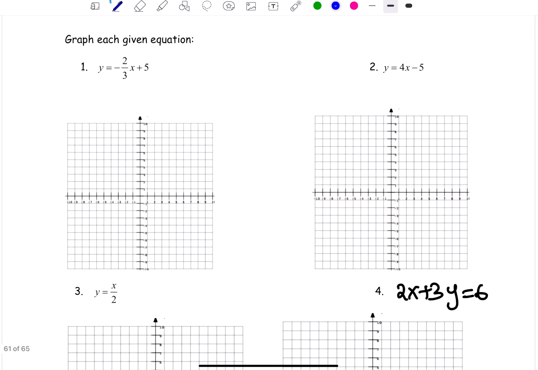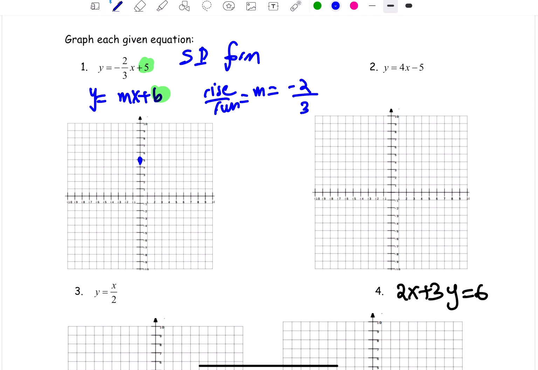The first one, I'm going to be using slope-intercept form to make this graph. So y equals mx plus b. b here is the y-intercept. So I'm going to start by plotting positive 5 on the y-axis, because that's the y-intercept. From here, my rise over run is the slope, which is negative 2 over 3.